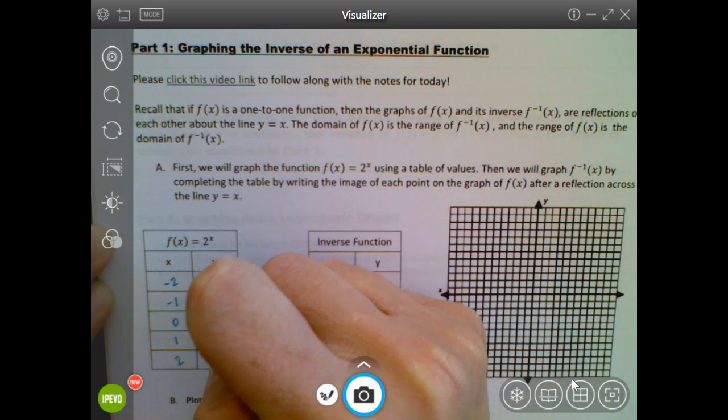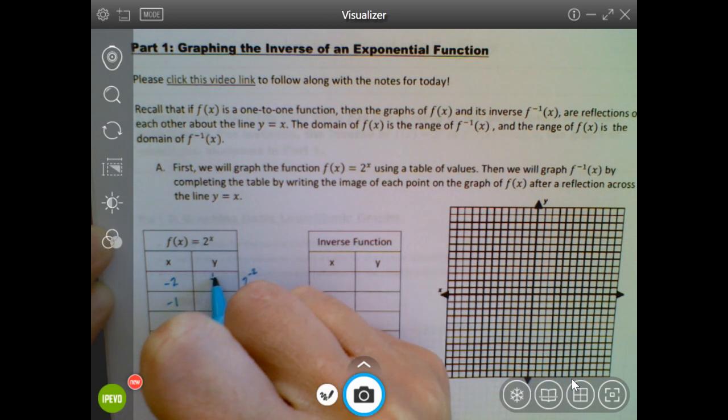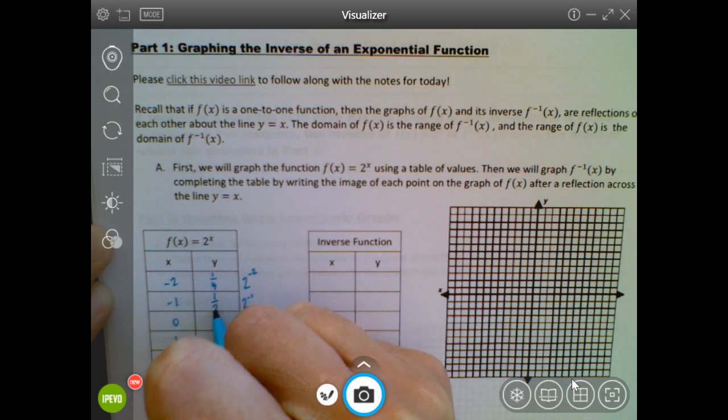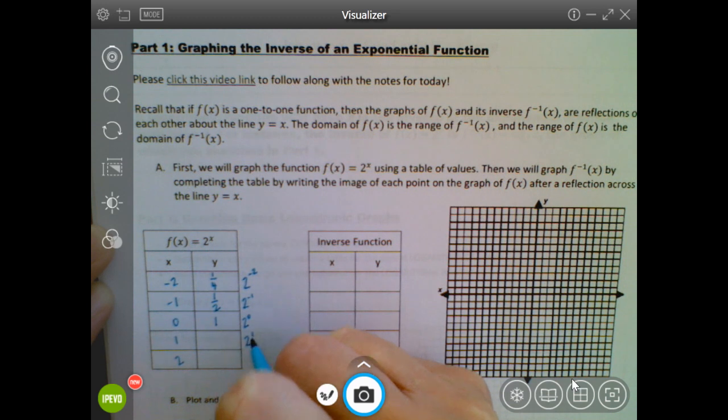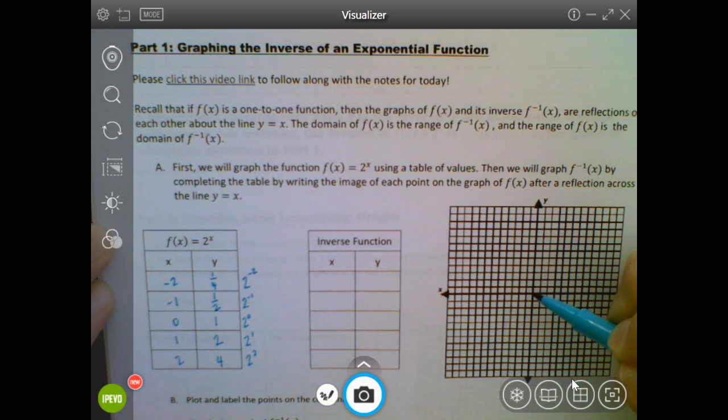So this is really telling us to evaluate 2 to the -2 power, which we know is 1/4. This is 2 to the -1 power, which is 1/2. This is 2 to the 0, which is 1. 2 to the 1 is 2. And then 2 squared is 4. So let's just start here, and let's graph these values on our coordinate plane. I'm just going to do my best to estimate where these fraction values are.